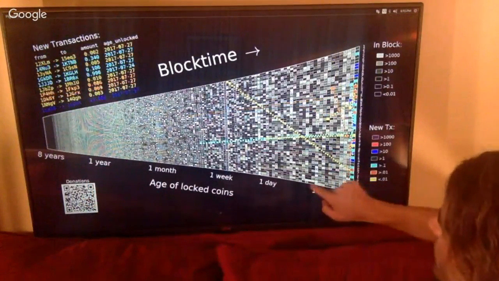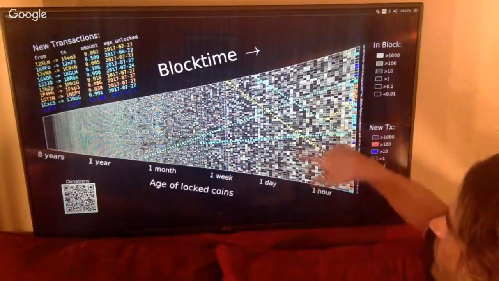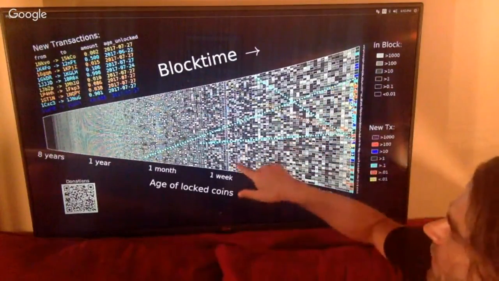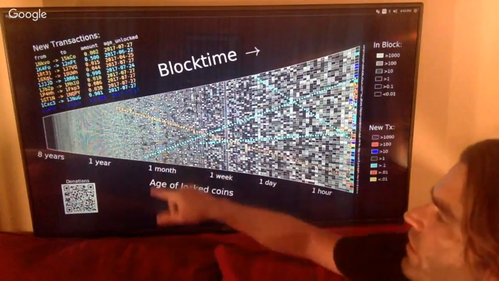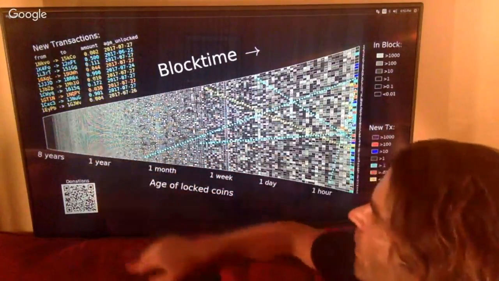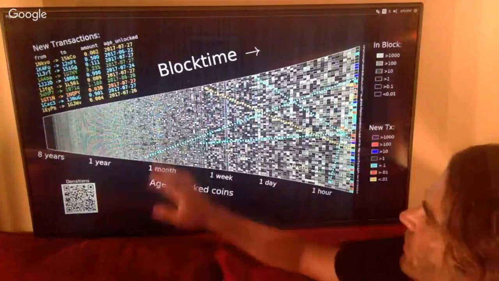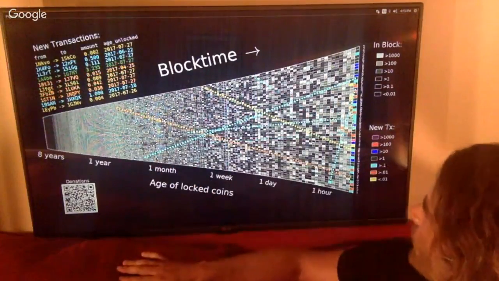For the first 20 blocks right here, I am showing every block, but then I'm showing every third block, and then every 100th block, and then every 1000th block. So I'm skipping over a lot of them right now.